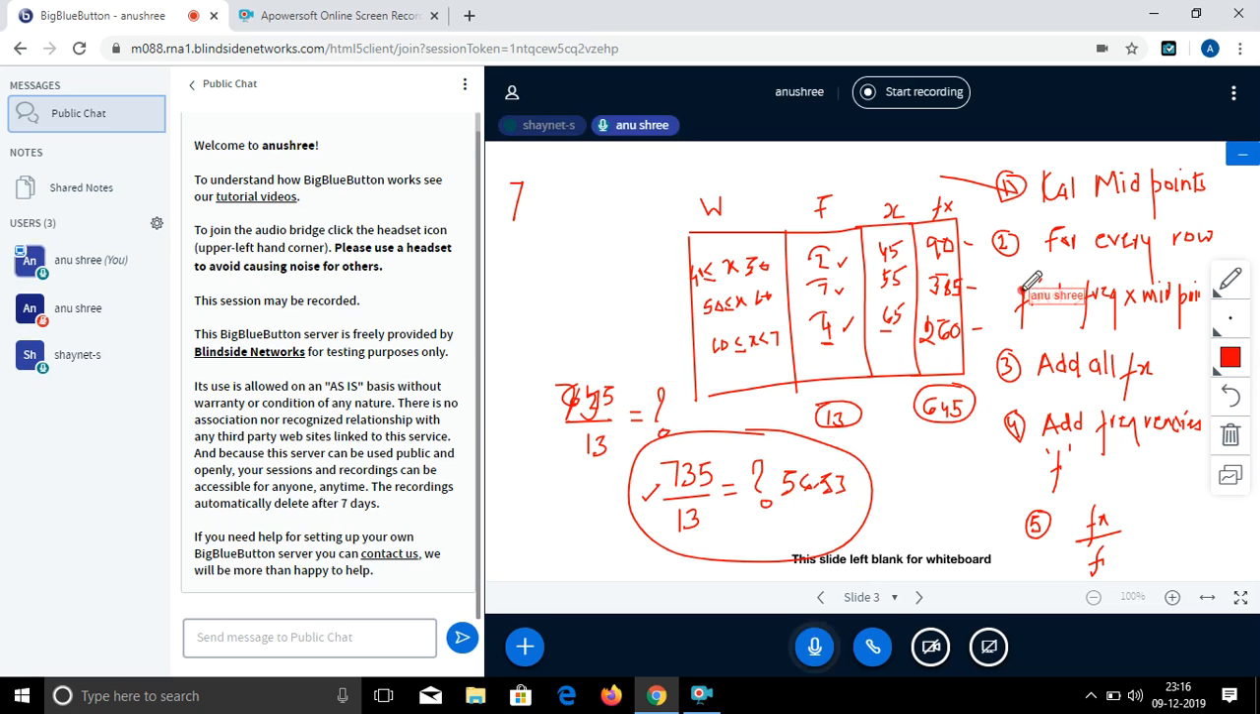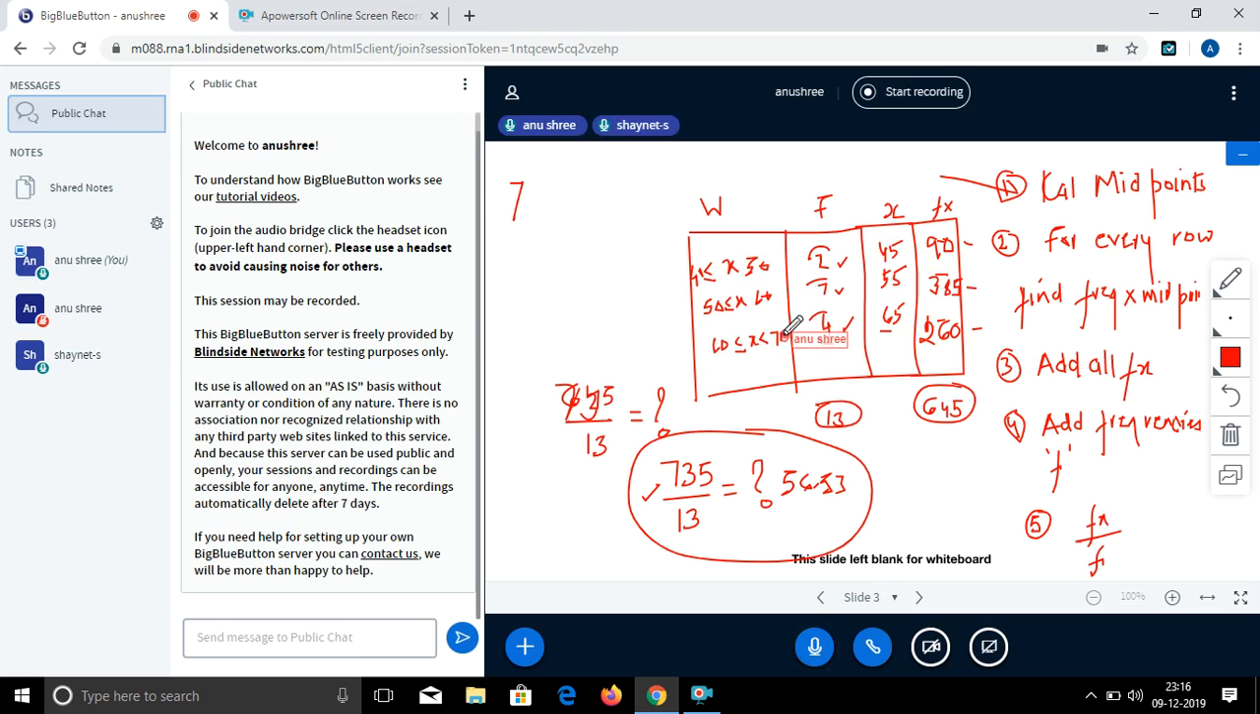So I'm again repeating what you have to do for tabular data if you have to calculate the mean. First thing is calculate the midpoints. So here these are the classes. For these classes you have to calculate the midpoint, that is, 40 to 50, the midpoint is 45. Same as for 50 to 60 it's 55, for 60 to 70 it's 65.